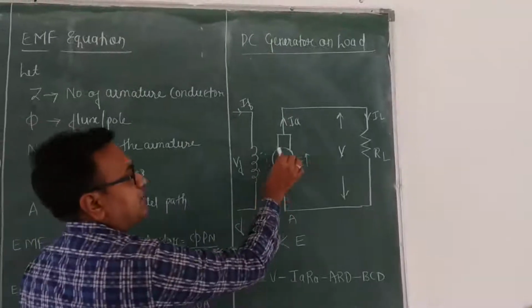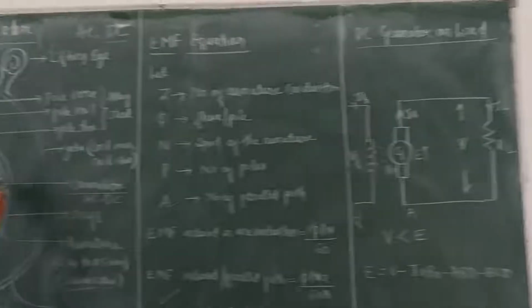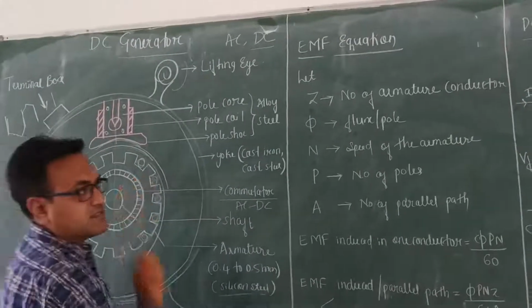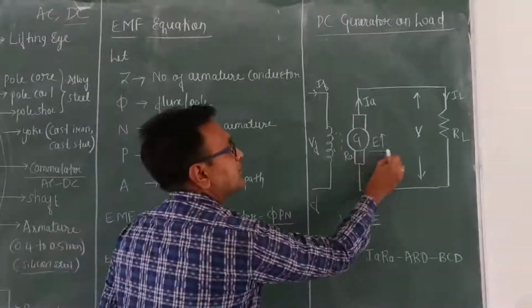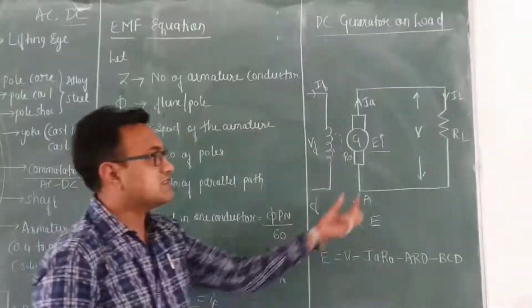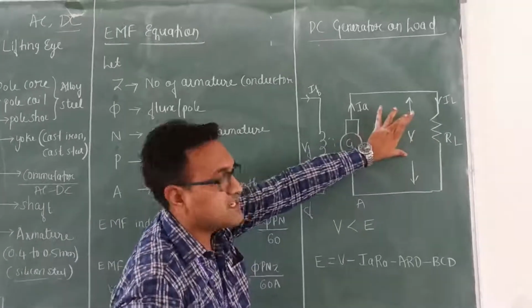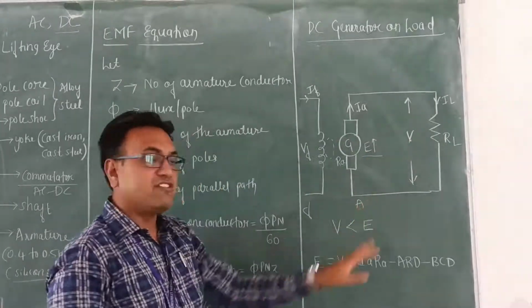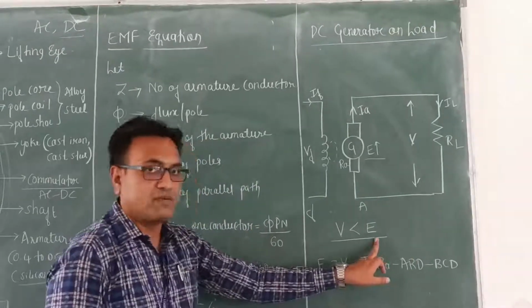Due to the current flowing across the coil, flux will be produced. Now whenever the armature starts rotating, the armature consisting of the conductors, that conductor cuts across this magnetic flux and EMF will be induced. So this is the induced EMF. And across the load resistor we are measuring the terminal voltage.